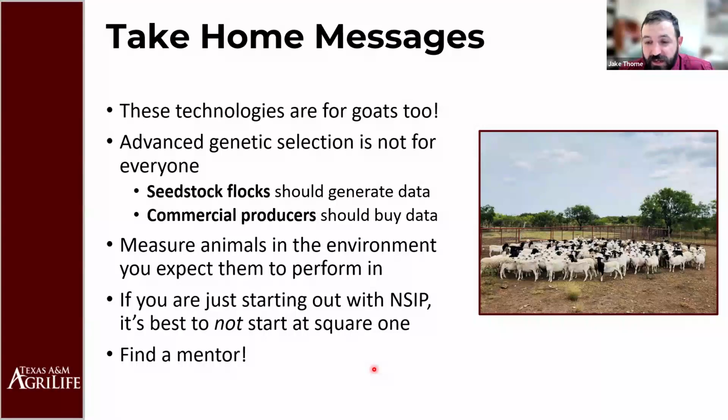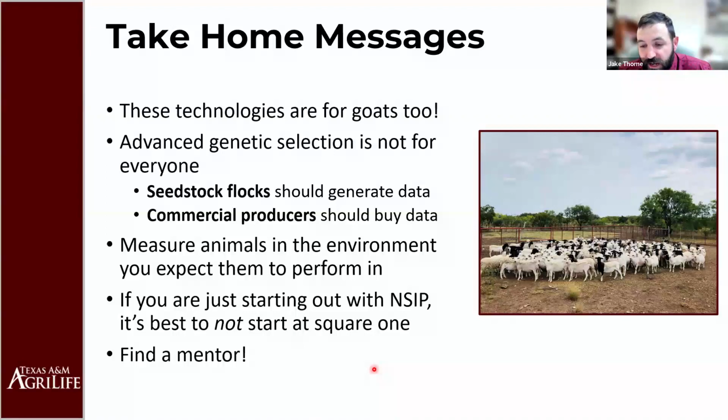If you're starting out with NSIP, it's really best to not start at square one. And so what I mean by that is purchase animals that are already in the program, or get a ram that's got NSIP breeding values. It'll really allow you to have more accurate breeding values from the start. If you're just starting fresh with animals that don't have any pedigree information in the program, your EBVs for the first few years are not going to vary very much, and it's going to be a challenge.